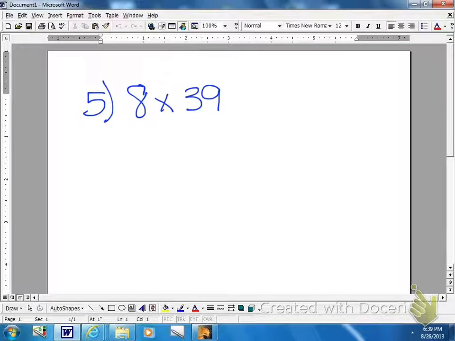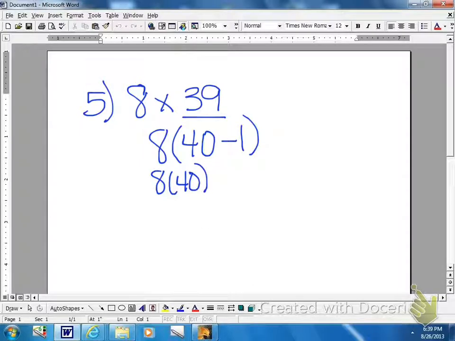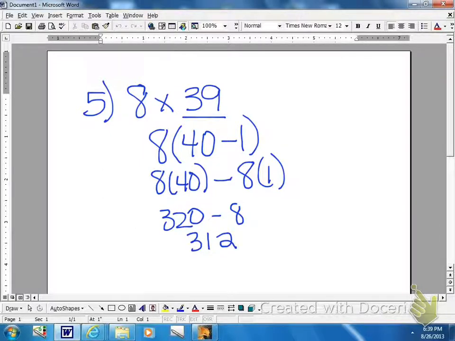Number 5, 8 times 39. Well, let's change this and make this 8 times something easier, 40 minus 1, or 8 times 40, remember the distributive property, minus 8 times 1. Well, 8 times 4 is 32, plus my 0, so 320 minus 8, and I know 20 minus 8 is 12, so this would give me 312. This is just trying to do these steps that you could do in your head, but writing them down.